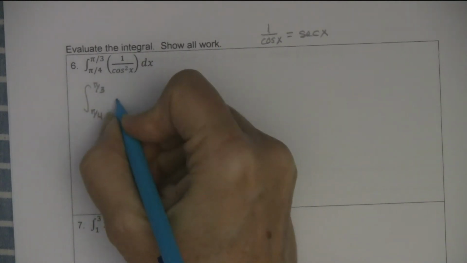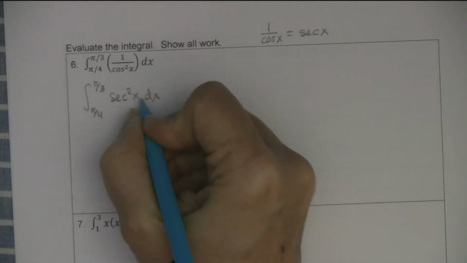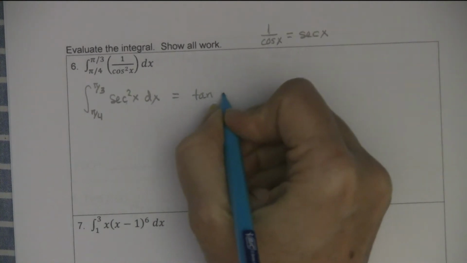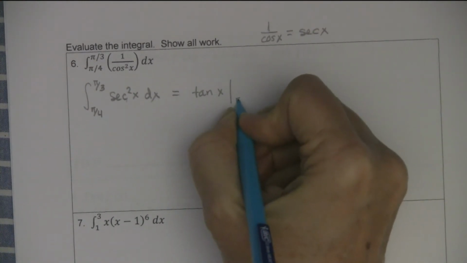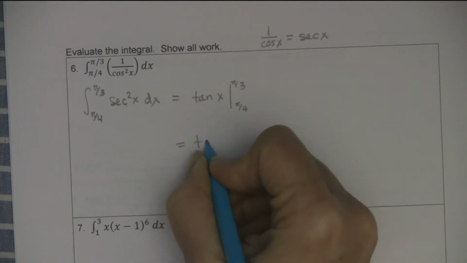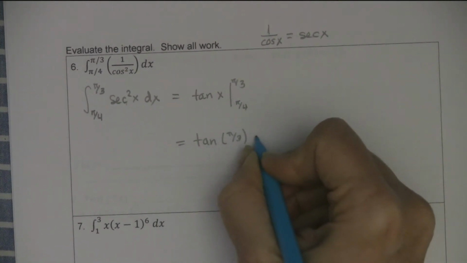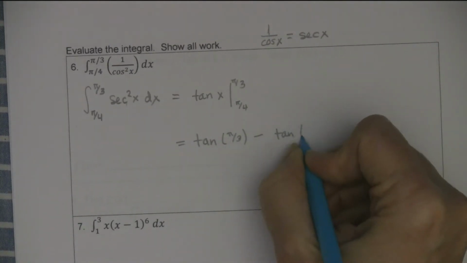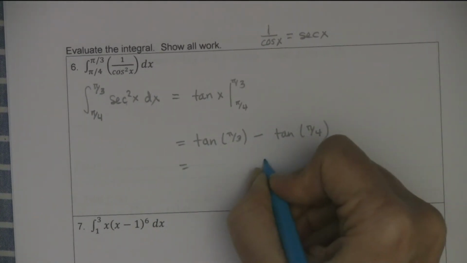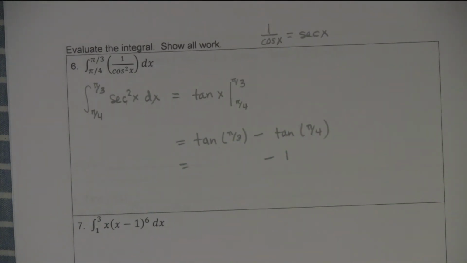Because the integral of the secant squared, that's one of my friends. That's equal to tangent of x from pi over 4 to pi over 3. So this becomes the tangent. So this had a little bit of a trig substitution in it. Tangent of pi over 3 minus tangent of pi over 4. And I know that the tangent of pi over 4 is 1. And I know that the tangent of pi over 3 is, I think it's the square root of 3.